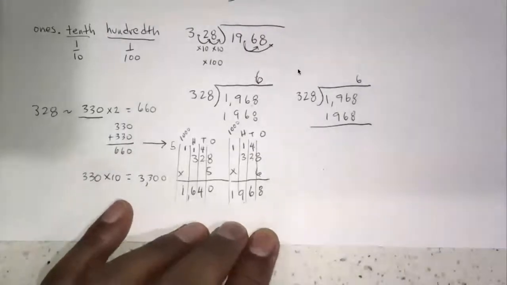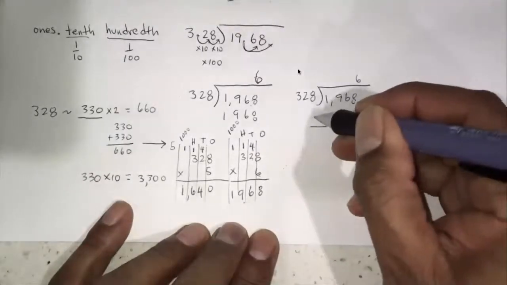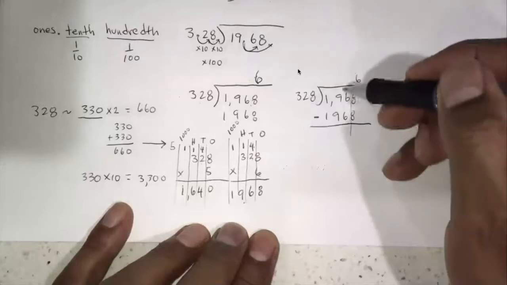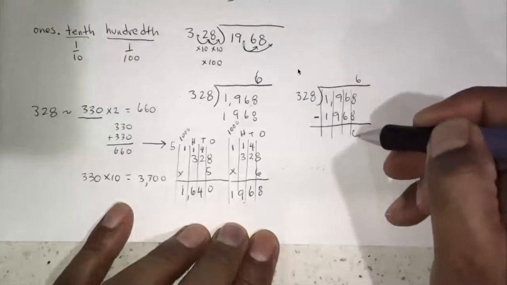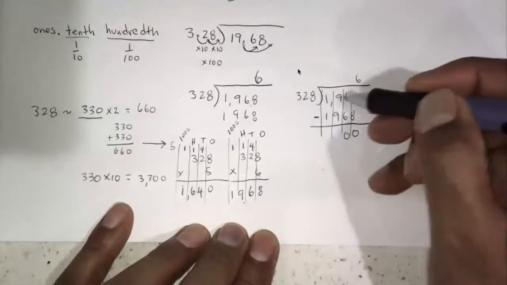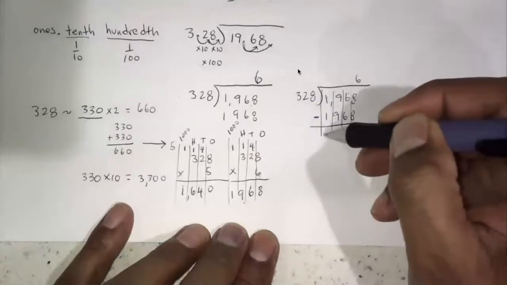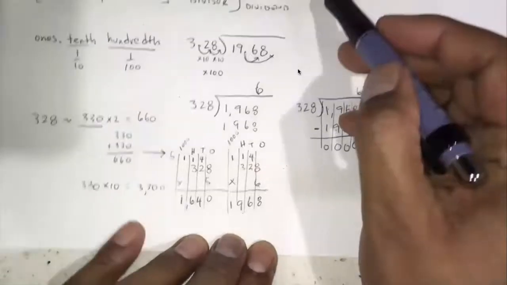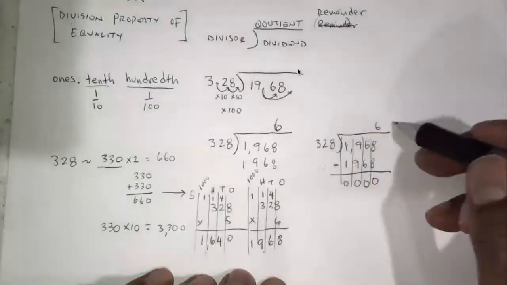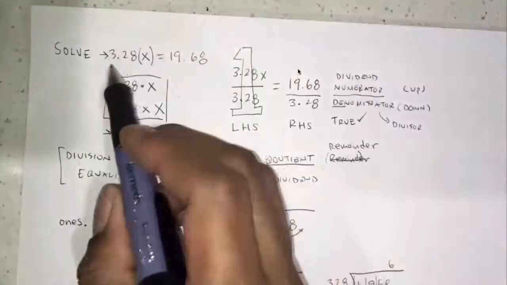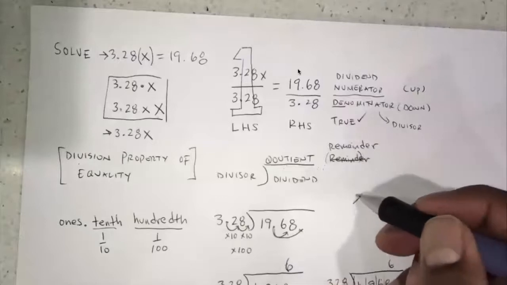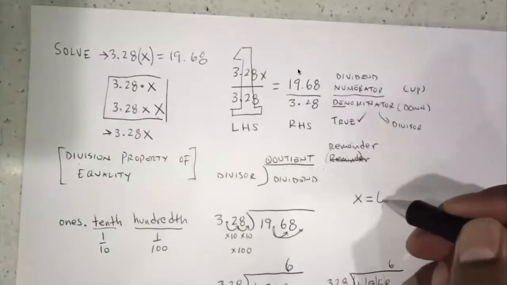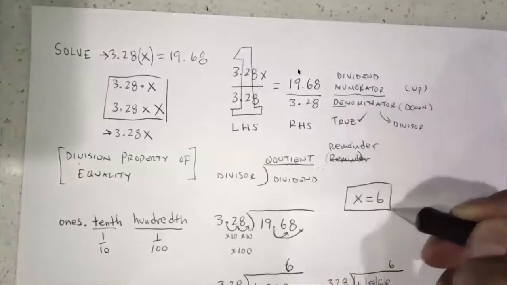What's the next step? To subtract. So I like to do the same thing in my subtraction. 8 minus 8 is 0. 6 minus 6 is 0. 9 minus 9 is 0. 1 minus 1 is 0. So this doesn't have a remainder. Remember, I told you where the remainder is. So this wouldn't have a remainder. So the answer to our question that we were learning to do is x equals 6.